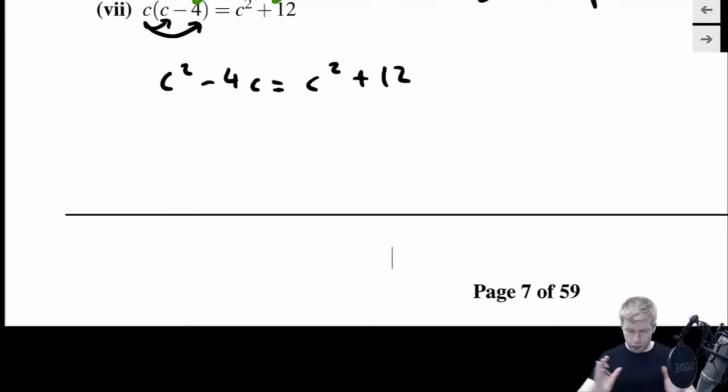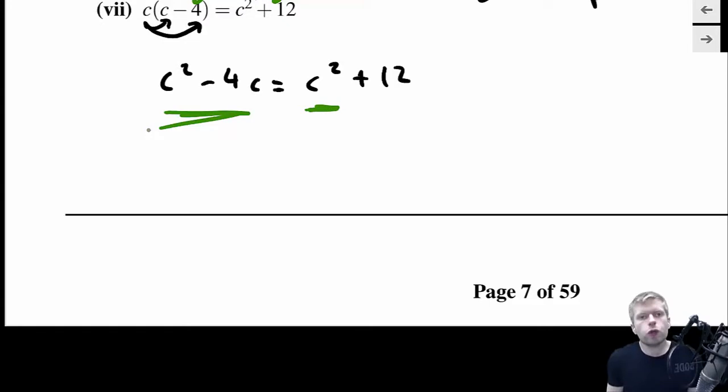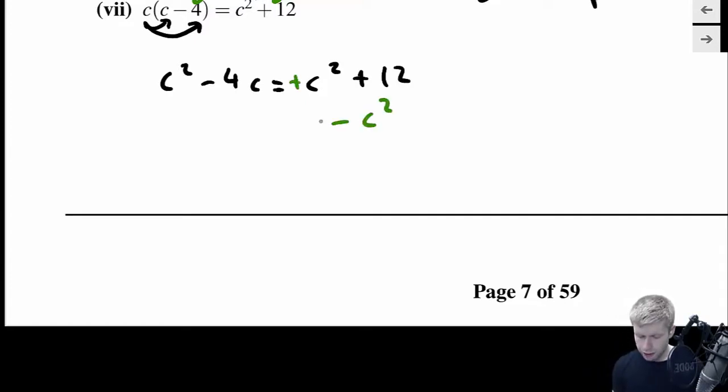Okay, so now I've got c squared minus 4c equals c squared plus 12. Well, first things first, I want to get all of the c terms on the same side. I think there's an obvious choice here. Because there's only one c squared term on that side, and there's two c terms on that side, I think it's less work to take that c squared term on the other side. At the moment, it's a plus c squared. So in order to get rid of it, I have to take away c squared from both sides.